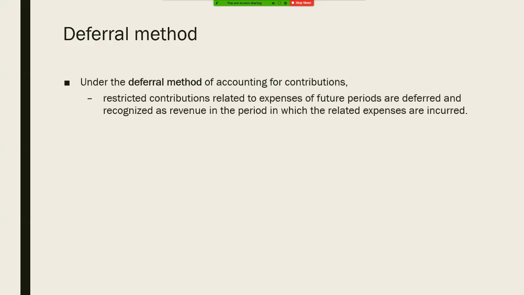Next, we have the deferral method. Now, under the deferral method of accounting, restricted contributions related to expenses of future periods are initially recorded as deferred revenue. Deferred revenue is a liability. So they are deferred initially and later on recognized as revenue in the period in which the related expenses are incurred. Keep in mind, expense is different from expenditure. We're not talking about spending cash. We're talking about when the related expense is recorded.